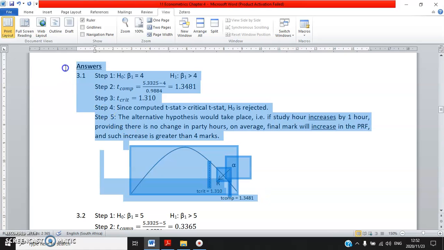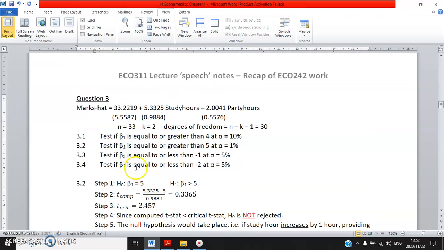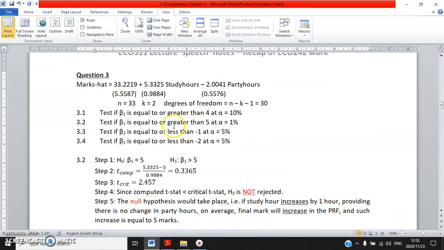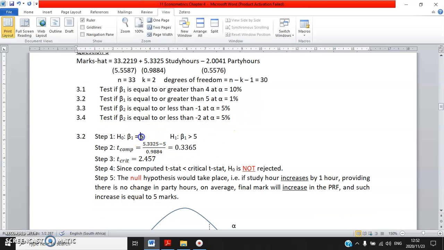Okay, then we can do the next one. 3.2, same parameter of interest, but now the hypothesized value is 5. This time I don't want to talk. Can you look at the answers? Let me pause for 1 minute to see if you can understand the written explanation. And keep in mind, I changed the alpha this time.